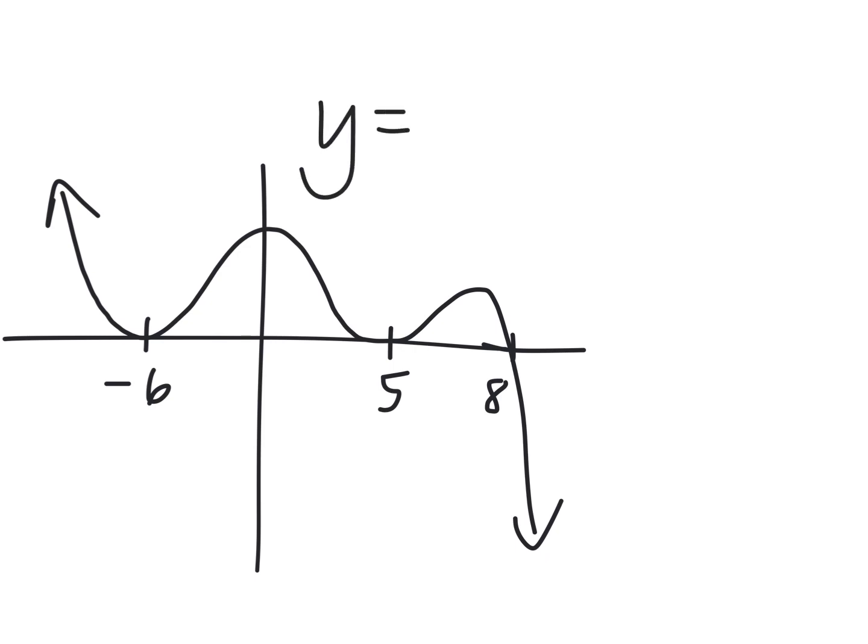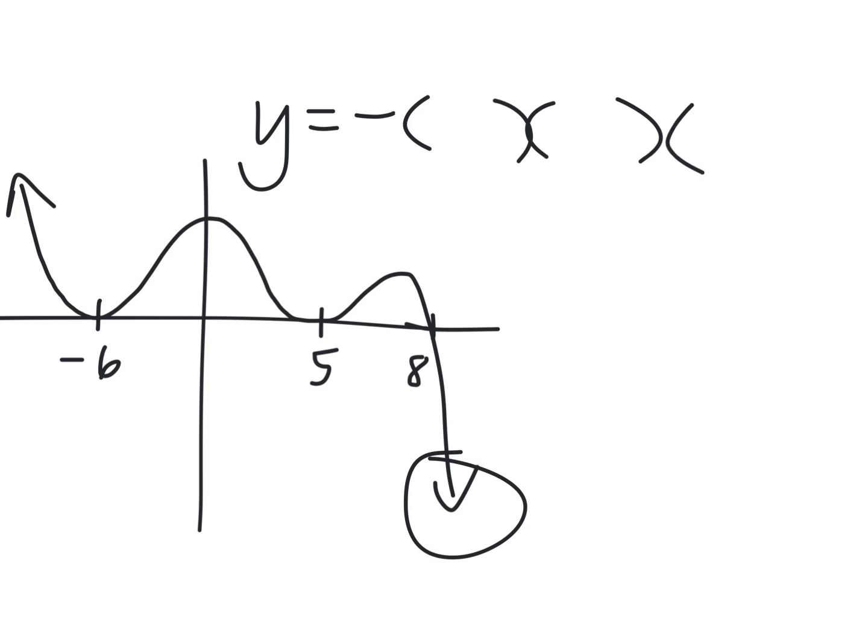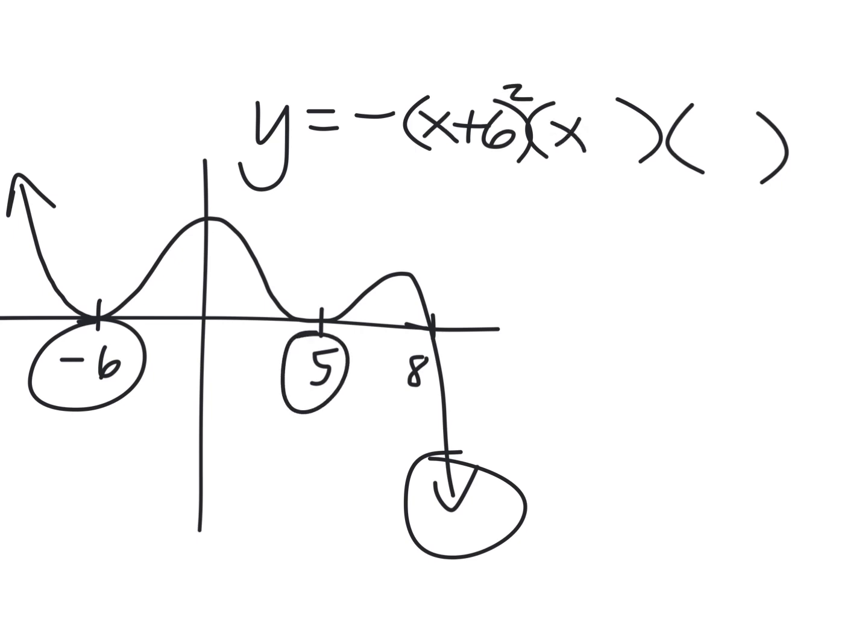Y equals, once again, going down on the right. If you snoozed again, then I don't know. But I also have 3 parentheses. This one, negative 6, that means x plus 6. And then since it's bouncing there, squared. This one's a 5, so I go x minus 5, also bouncing there. And the last one is an 8, x minus 8, not bouncing there.